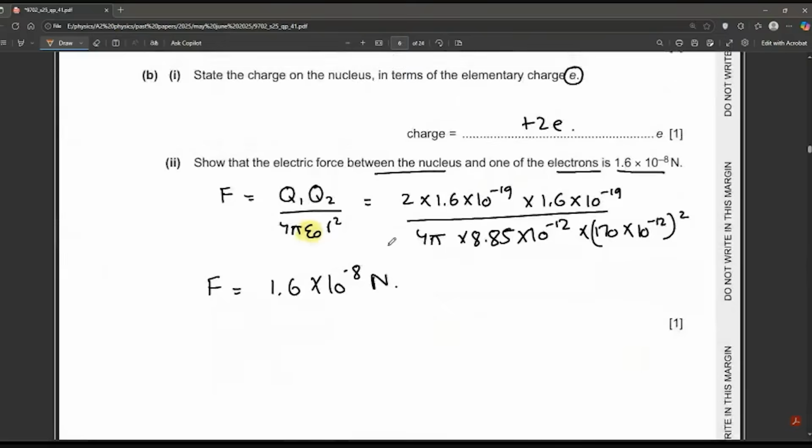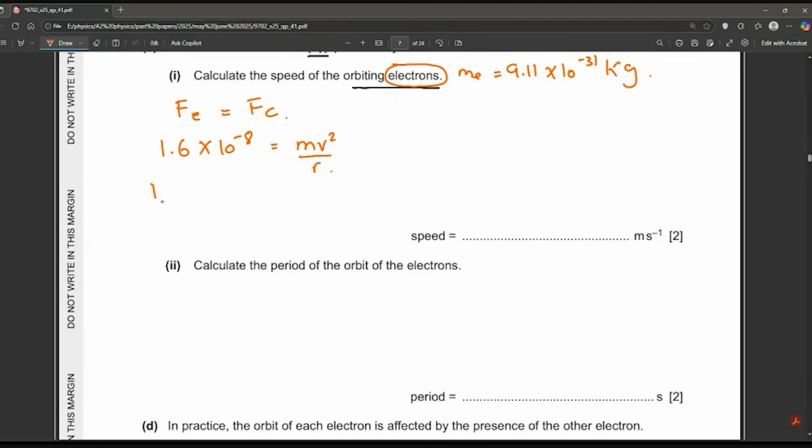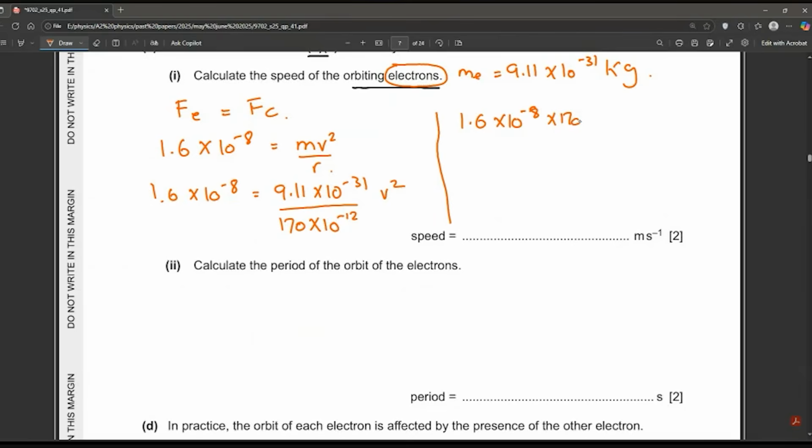Do you know the radius? Yep. 170 picometer. Okay. 1.6 into 10 raised to the power of minus 8. What is the mass? 9.11 into 10 raised to the power of minus 31. Velocity square divided by the radius. What was the radius equal to? 170 into 10 raised to the power of minus 12. Can you calculate the velocity? Yes, you can. 1.6 into 10 raised to the power of minus 8 into 170 into 10 raised to the power of minus 12 divided by 9.11 into 10 raised to the power of minus 31. Take an under root, you will get your velocity.